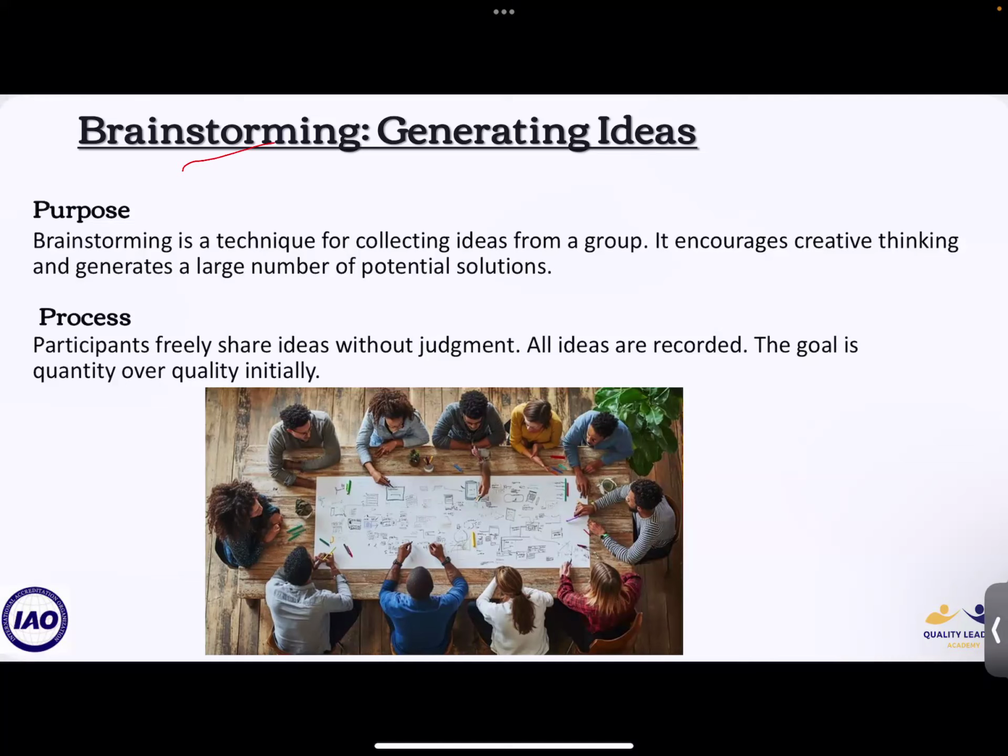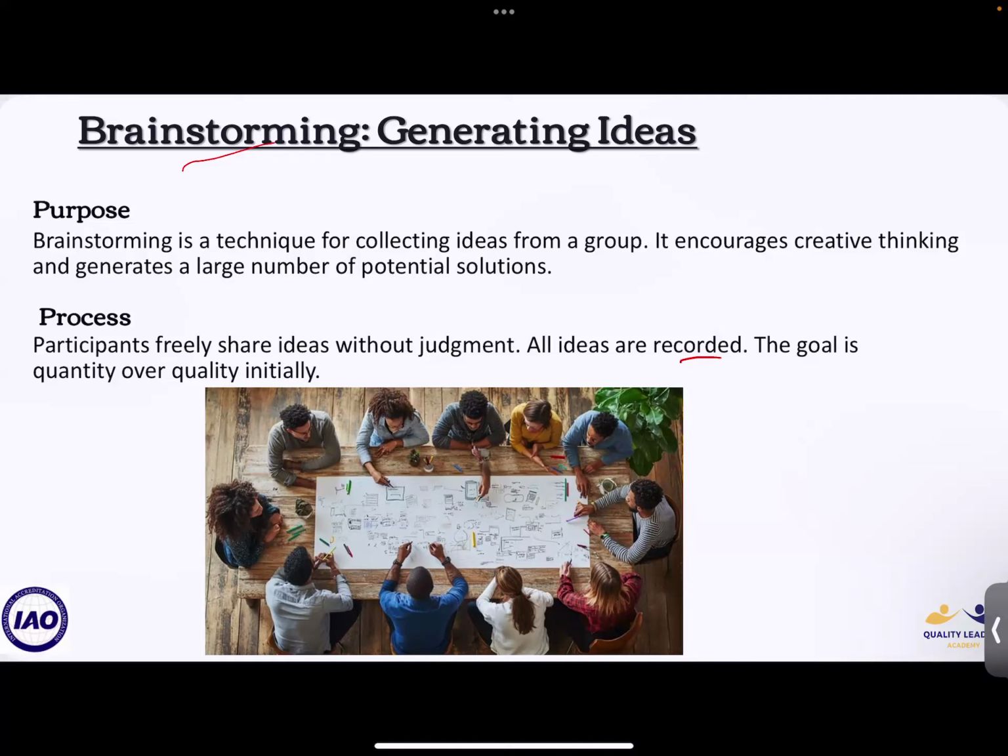It is a technique for collecting ideas from a group because it encourages creative thinking and generates a large number of potential solutions. So participants freely share their ideas without judgment. All ideas are recorded. The goal is quantity over quality initially. Brainstorming is the habit I will use to do idea generation or to create ideas. The tip in brainstorming is collecting ideas. I gather the ideas as much as I can.